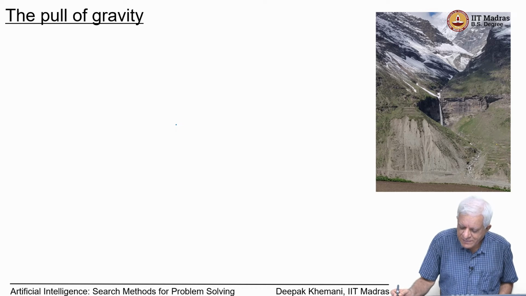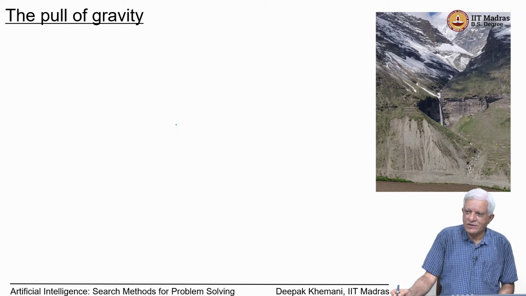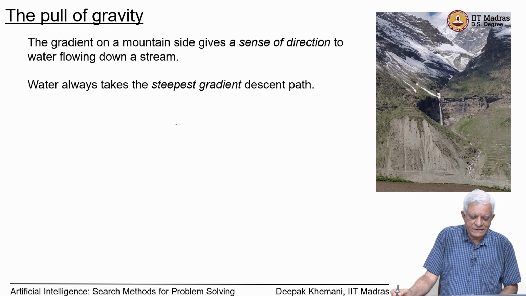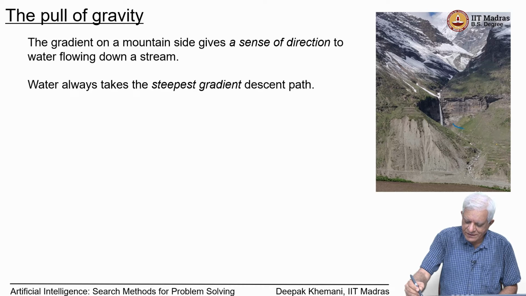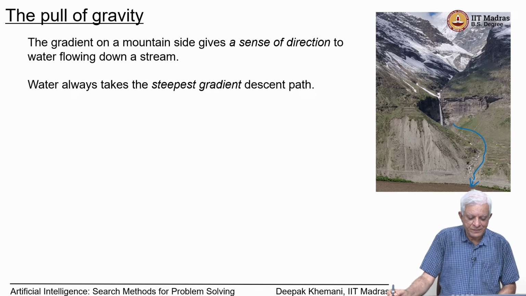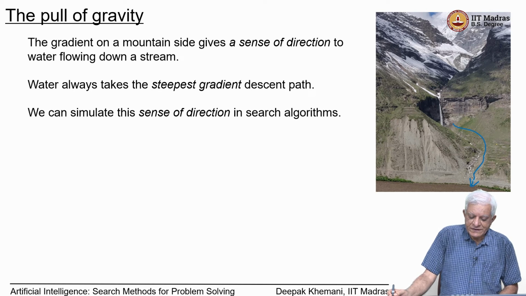So, let us first look at something from nature, which is the pull of gravity. This is a scene from Lahul and Spiti, where you can see a stream flowing down a mountain side. The gradient of a mountain side gives a sense of direction to the water flowing down a stream. Water always takes the steepest gradient descent path. You can see that here it is following this path and eventually merging into a river below that. We can simulate this sense of direction in search algorithms, and that is what we would like to do.